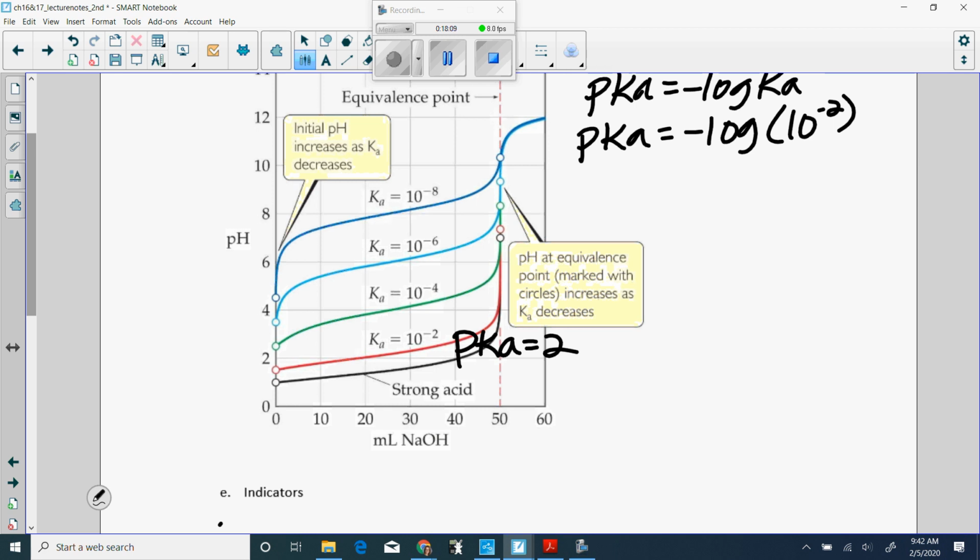pKa is important because it doesn't require a calculator, which means it's going to be on the non-calculator part. If I know my Ka is times 10 to the negative 2, I know my pKa is 2. If I know my Ka is times 10 to the negative 4th, I know my pKa is 4. And the higher the pKa, the upper it is. It shifts it up. And it shifts the equivalence point up. It shifts it all up. Okay?